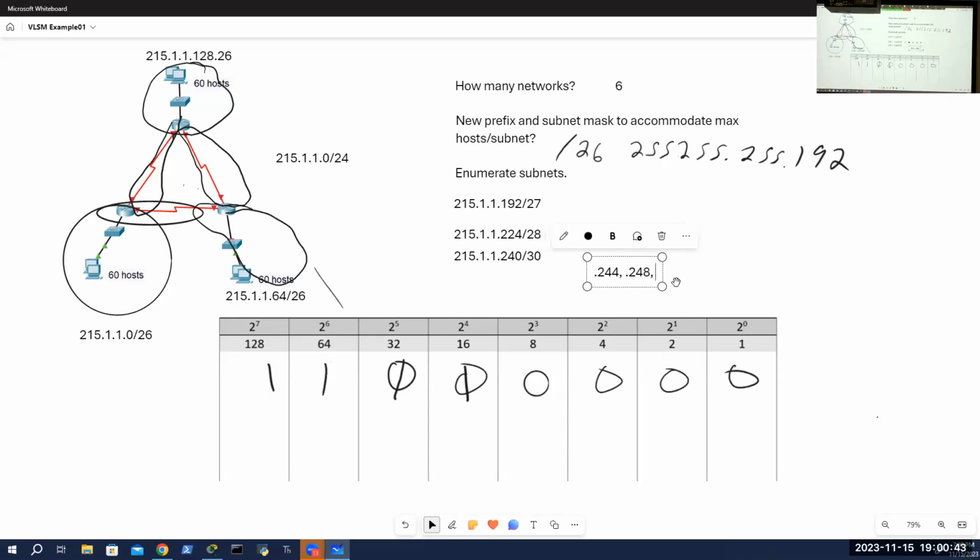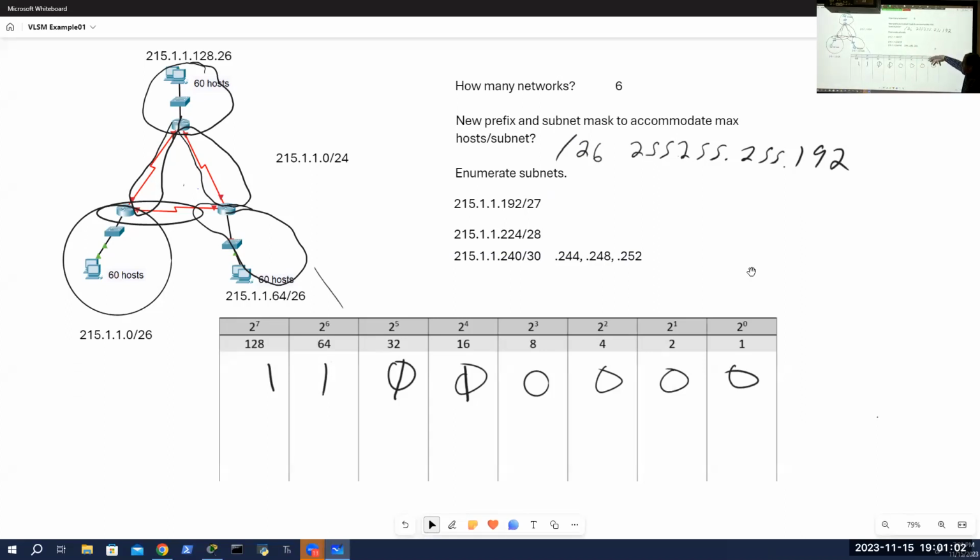And .252. So here's our four WAN subnets that each have two addresses, the .240, the 244, 248.